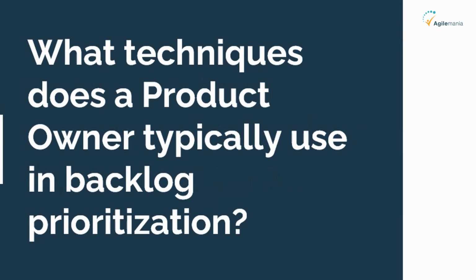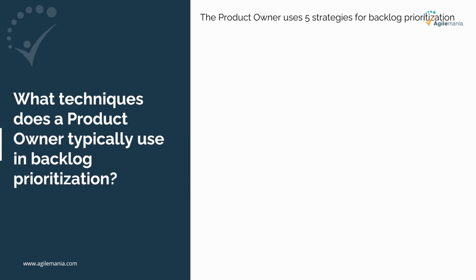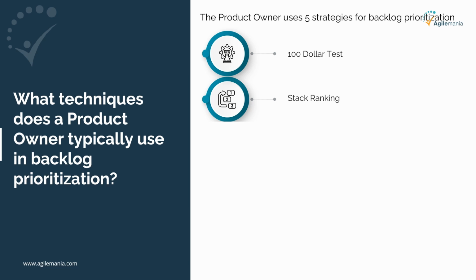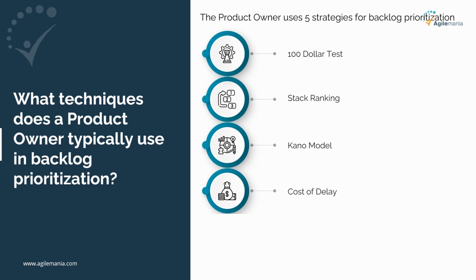What techniques does a product owner typically use in backlog prioritization? The product owner uses 5 strategies for backlog prioritization: $100 test, stack ranking, Kano model, cost of delay, and MoSCoW method.